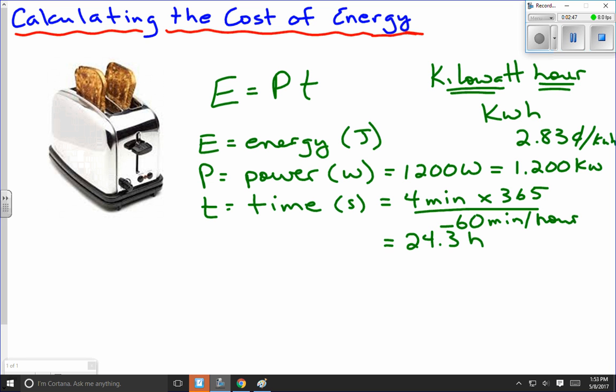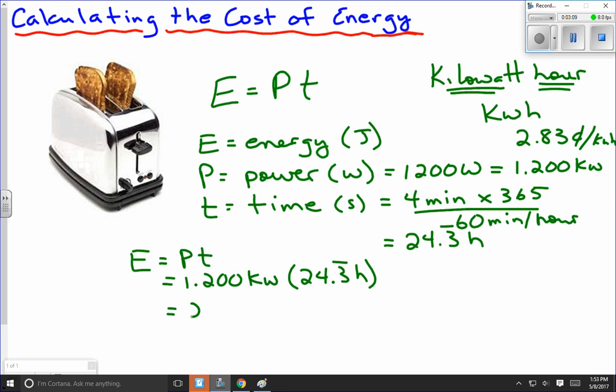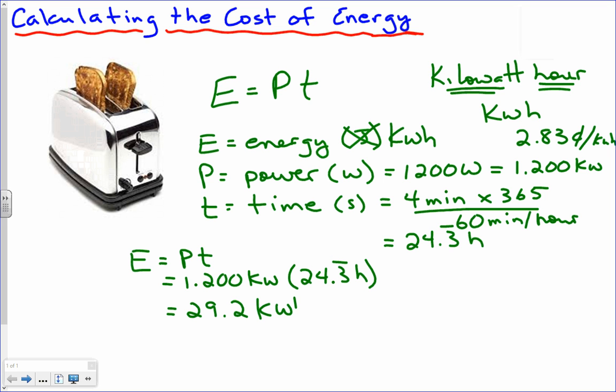So now I'm going to need to plug my values into my formula now that I've got them in the appropriate units. So energy is equal to power times time. So that's 1.200 kilowatts times 24.3 repeating hours. And I get an answer of 29.2. Now my typical unit for energy is joules, but now it's going to be kilowatt hours because I converted it to kilowatts and I converted my time to hours. So this is kilowatt hours.